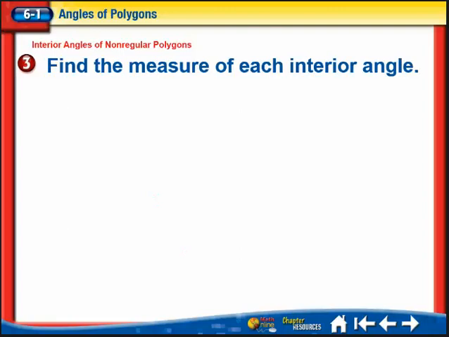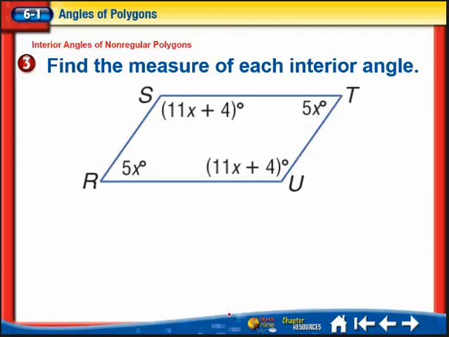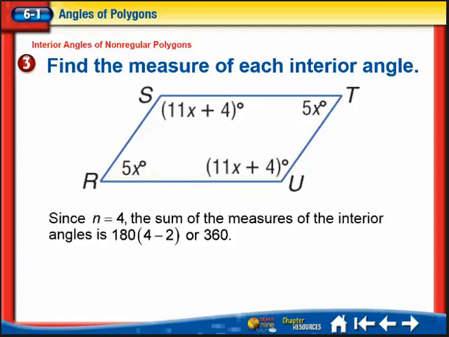Okay, here's another one very similar. Only this time it says to find the measure of each interior angle. So what are we going to do here? What is the relationship of all four of these angles in a quadrilateral? Again, we know that the sum is going to be 360.